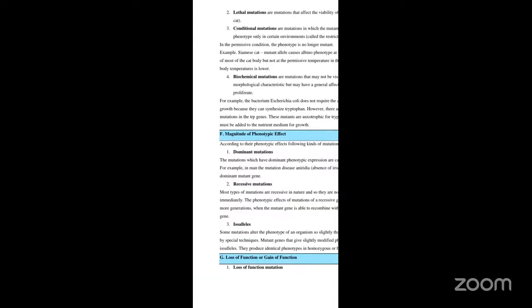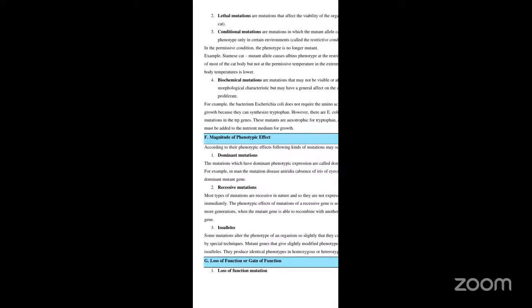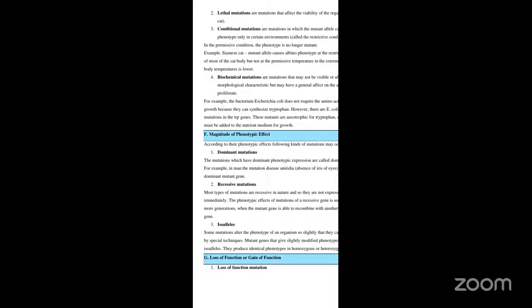Then next you have biochemical mutations. Biochemical mutations are the mutations that may not be visible or affect a specific morphological characteristic. Morphology means it is externally visible, but biochemical mutations are not visible externally; they have a general effect on the ability to grow or proliferate. They cause alterations in the biochemical parameters, and as a result they have an effect on the ability to grow as well as to proliferate. This is called the biochemical mutation.